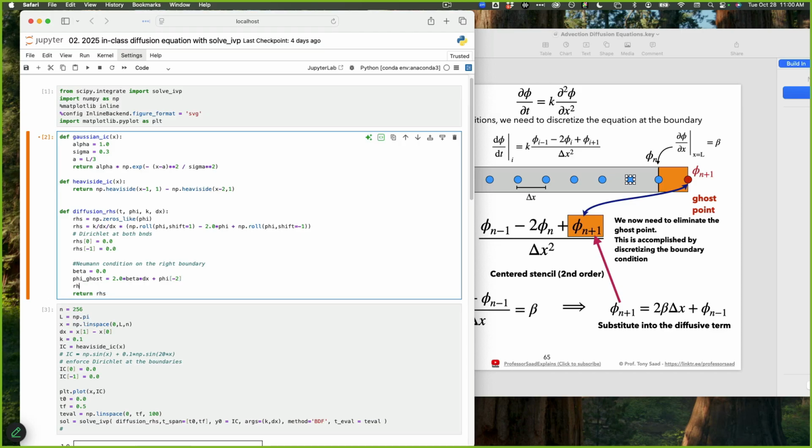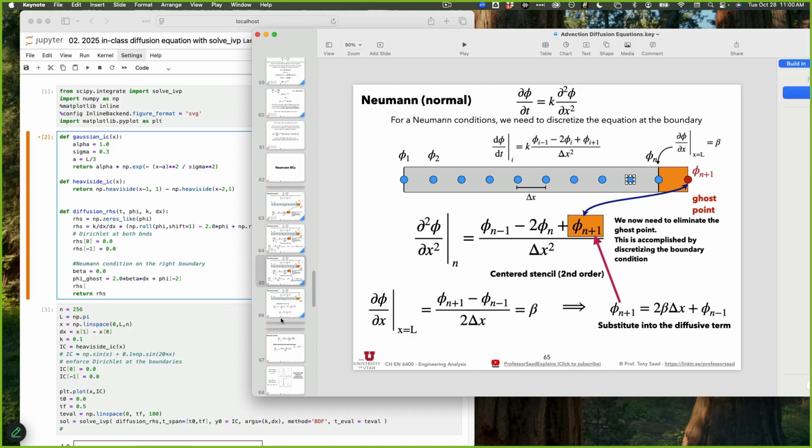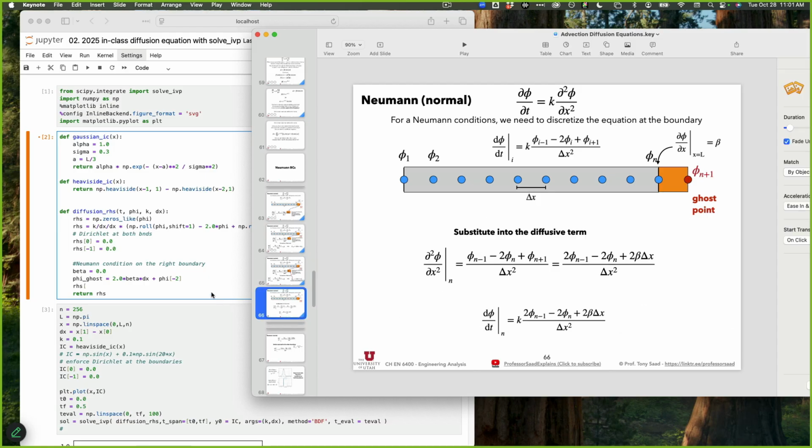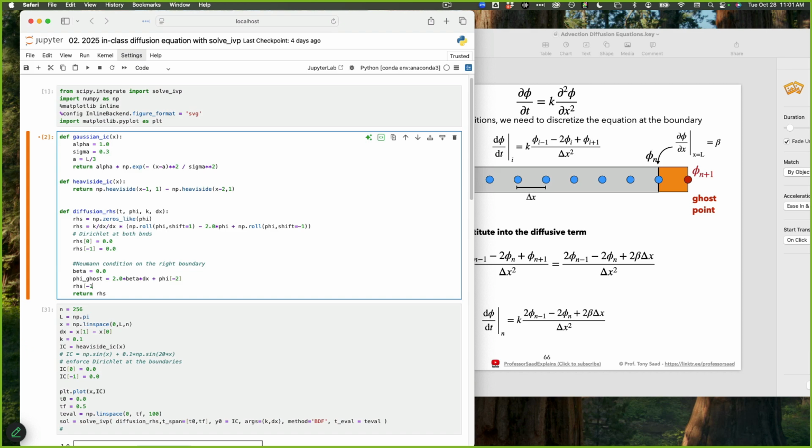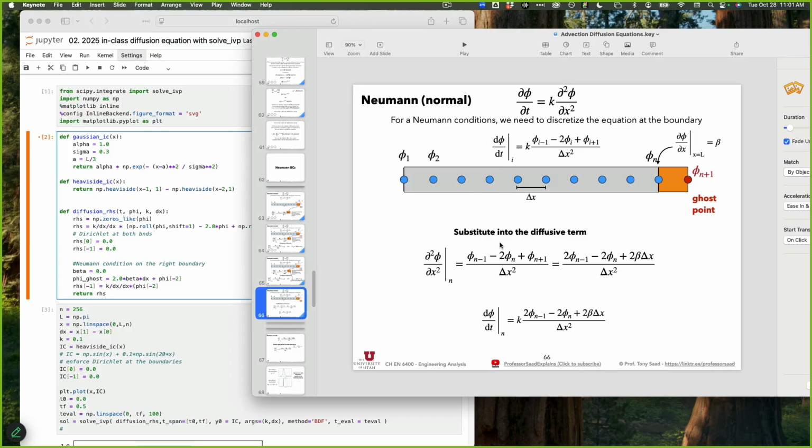And then finally, now I correct the right-hand side. Remember, my right-hand side is this guy now at point n. So right-hand side at the last point, at point n, is going to be equal to, so I'm going to correct this. I don't need to copy this, sorry. So this is k over delta x times, the last one is going to be phi minus 2. Okay, so what I'm doing, I'm implementing this formula.